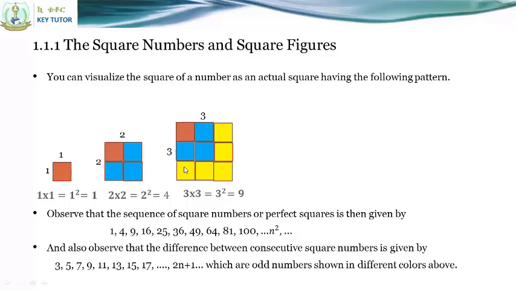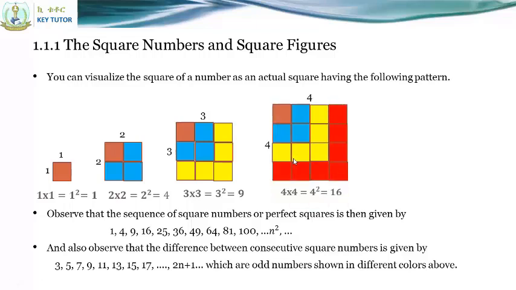So 3, 5. When you look at the pattern, it looks like the next number of square units we are going to add is 7. So let's guess that. Yes. When you add 7 square units onto 9 square units, it gives you the next square, which is a 16 square unit square figure.